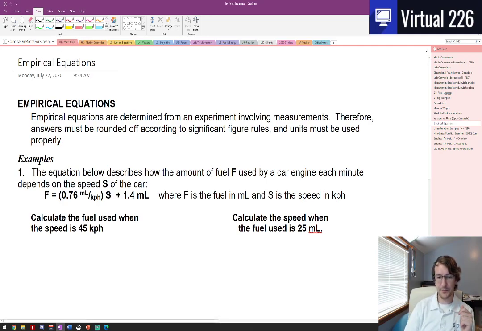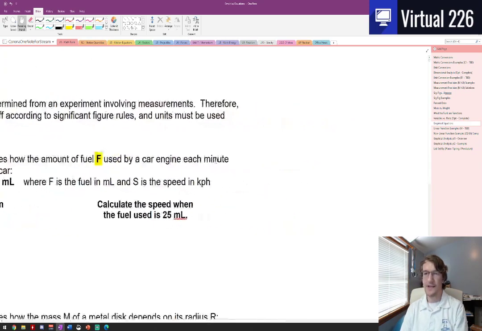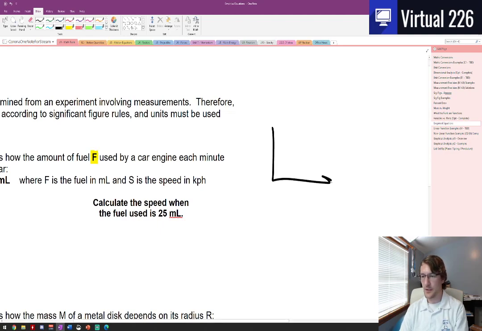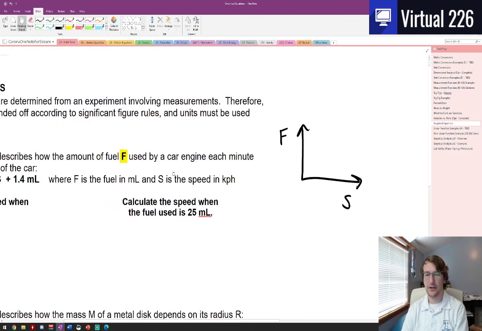Our function here is describing how much fuel is used by a car engine dependent on the speed of the car, okay? Fuel is given by the variable f. Remember, a variable can be anything. It's just some space holder for a number for later on. And our variable for the speed is s. So what we're really looking at here is a function where depending on the speed of the car, we're going to be using so much fuel, okay? Speed is the input to the function, and the amount of fuel is what we're finding on the output.